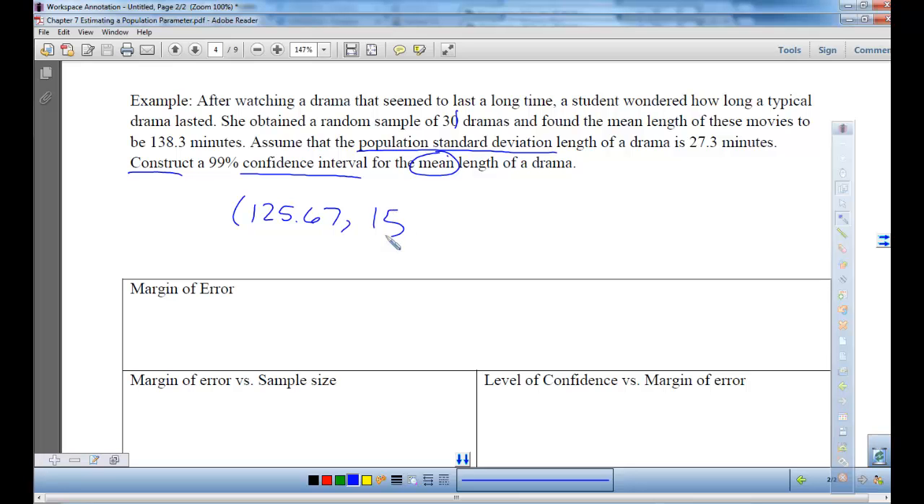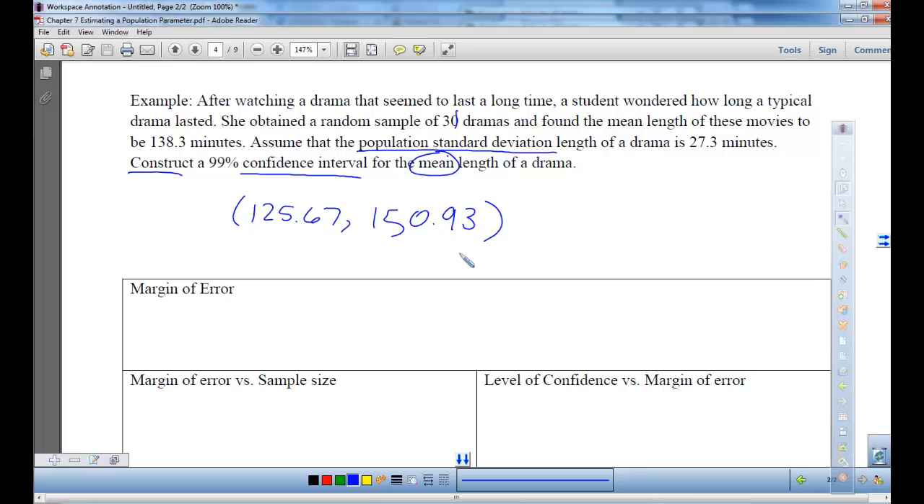What did I say? 150.93. Okay, good. All right. So, what were we looking at? We're estimating the mean length of these dramas. And so we believe that it's between 125.7 to 150 minutes. Okay, questions about that? Not bad, right?